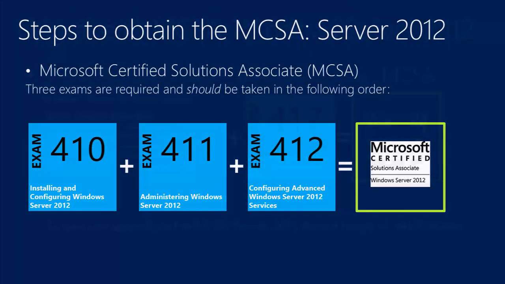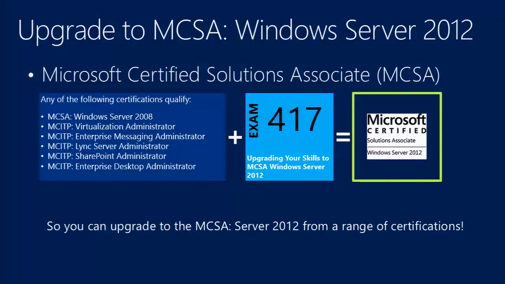The other option you've got, if you're allowed to take it, is the 417. The 417 is those 3 exams we've just mentioned, but taken as one. So you'll sit one exam, and have to pay for one only, but you'll take those 3 individual tests inside of that one exam time frame.